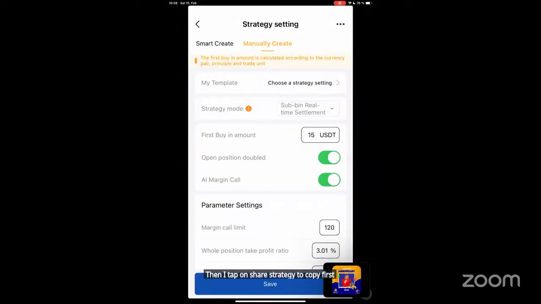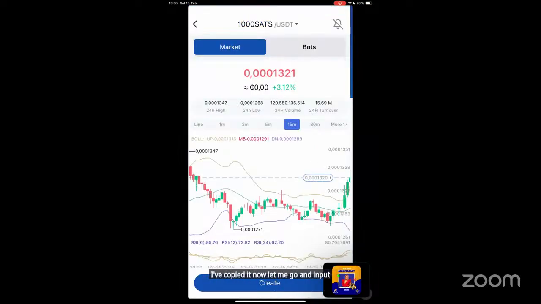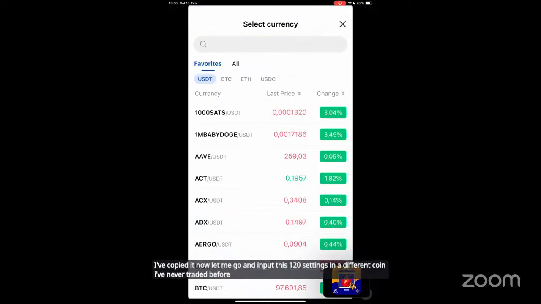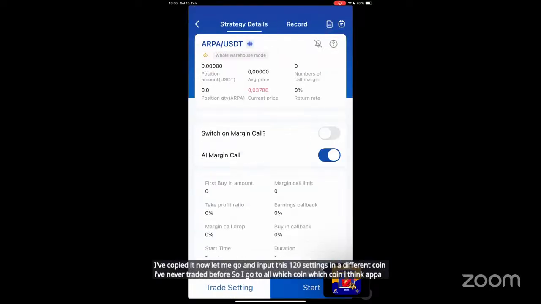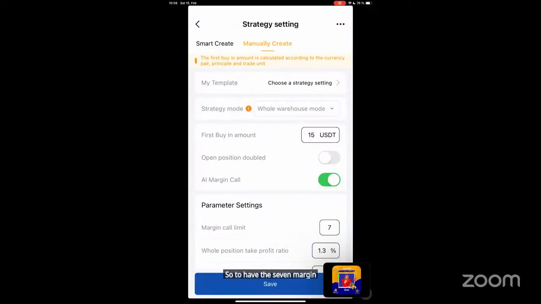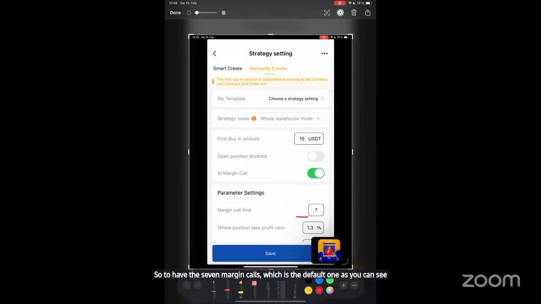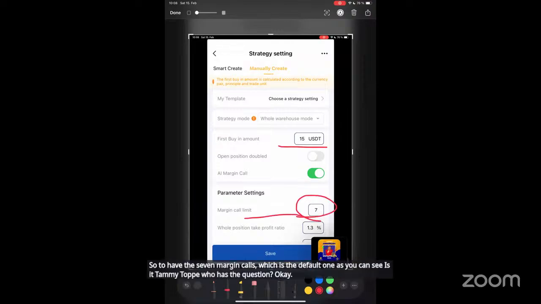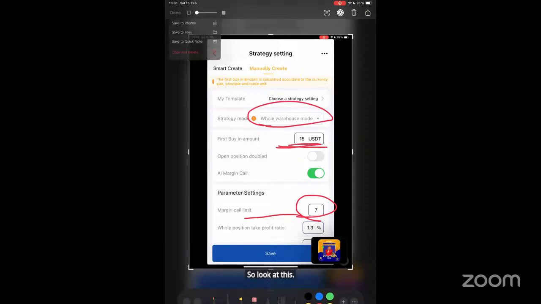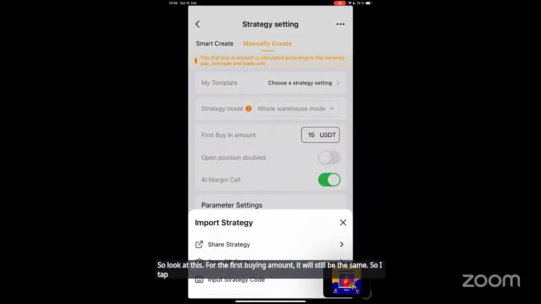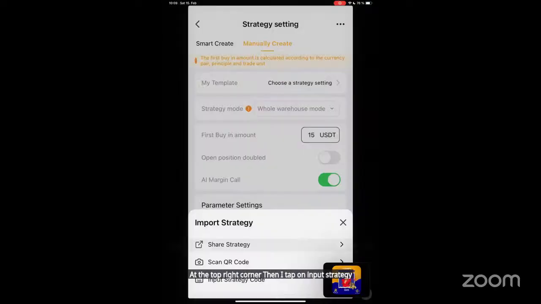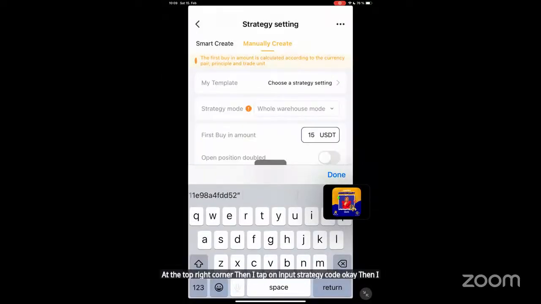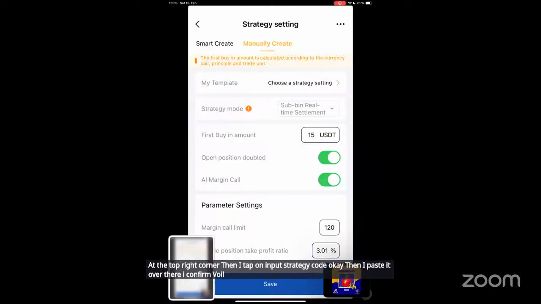I've copied it. Now let me go and input this 120 settings in a different coin I've never traded before. So I go to all. Which coin? I think APA. So it will have the 7 margin calls, which is the default one, as you can see. For the first buying amount, it will still be the same. So I tap on the 3 dots again at the top right corner, then I tap on input strategy code. Then I paste it over there. I confirm. Voila, magic is done.